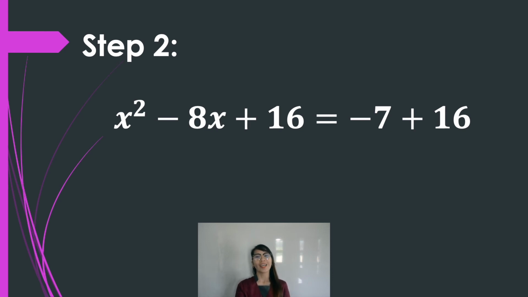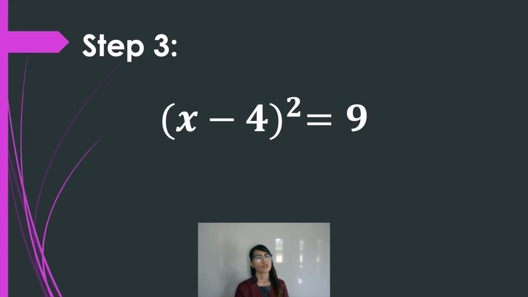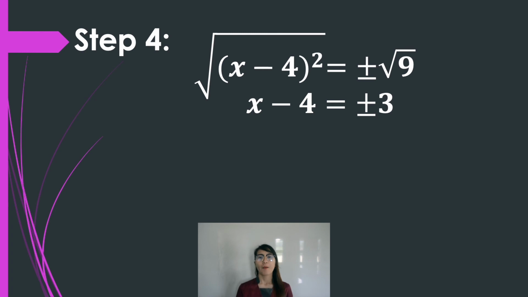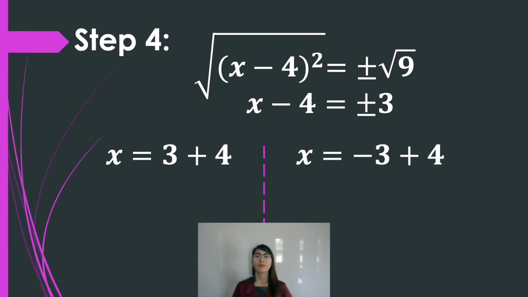So we have x squared minus 8x plus 16 is equal to negative 7 plus 16. For the third step, factor the trinomial. So we have the quantity x minus 4 squared is equal to 9. Next step, take the square root of both sides. So we have here the square root of the quantity x minus 4 squared is equal to the square root of positive 9.